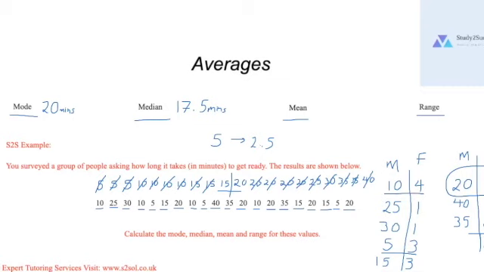And the value you should get is 365. So that means it took 365 minutes for the 20 people that you surveyed to get ready. The average of this is now 365 divided by 20. This gives us the mean average. And that value you should get is 18.25 minutes.